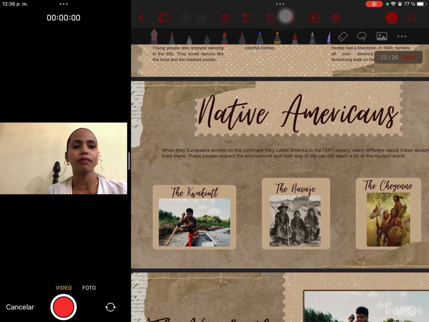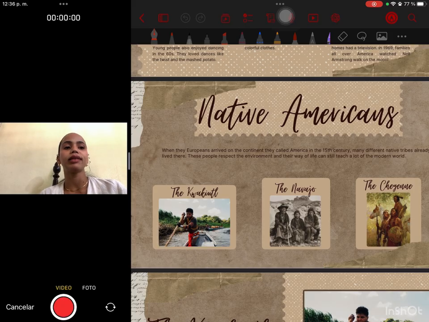Native Americans. When the Europeans arrived on the continent, they called it America in the 16th century. Many different native tribes were already living there. These people respected the environment and their way of life can still teach a lot to the modern world. Some Native Americans are the Kwakiutl, the Navajo, and the Cheyenne.